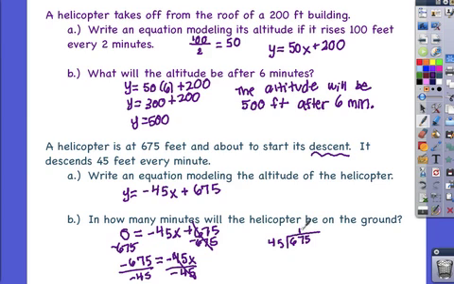This goes in once. And now to figure out 45 going into 225. Let's see if 5 works. And it does. So the helicopter will be on the ground in 15 minutes.